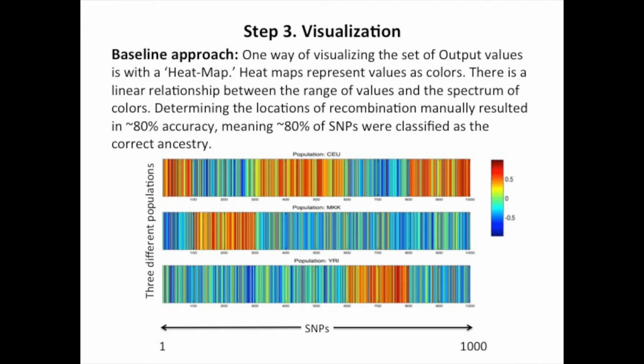Warmer colors are going to suggest that the local region of the genome spanned by those SNPs derives from that population. The problem with this method is that there's no good way of systematically determining where the switch points are, or the locations of recombination. This would have to be done manually. One idea might be to have a threshold value, but that won't work because there's just so much noise here. So even when you're seeing warmer colors, there's still going to be a lot of interspersed negative values. It's just that the trend is for warmer colors or the trend is for cooler colors. And so this was yielding about 80% accuracy.